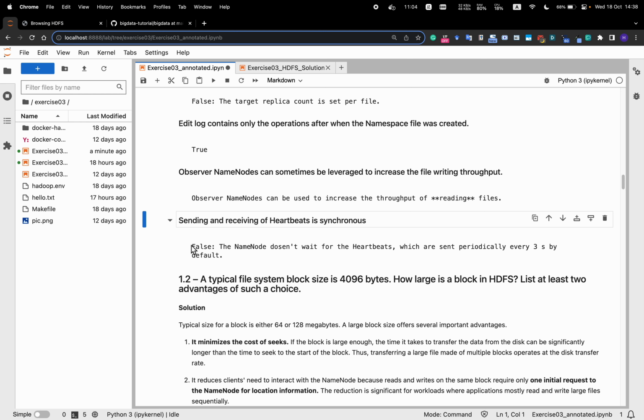Question? I just don't understand how it can increase the throughput of reading files, because isn't it the data nodes that will read the files? Right, that's a good point. Essentially, I think it only helps if you are opening parallel connections. Maybe you are reading different parts of the file at the same time, but you are right.